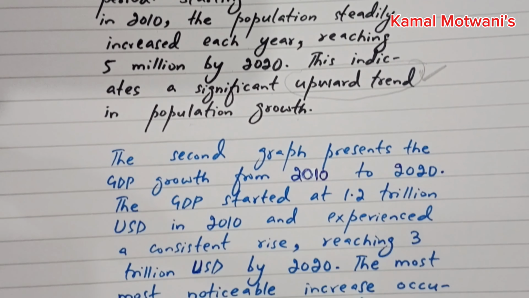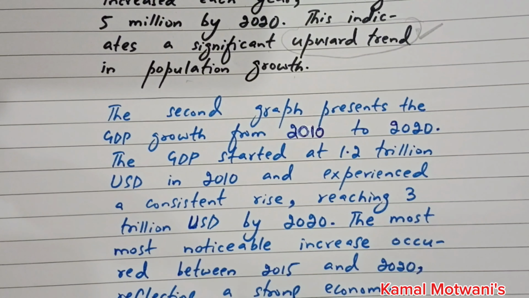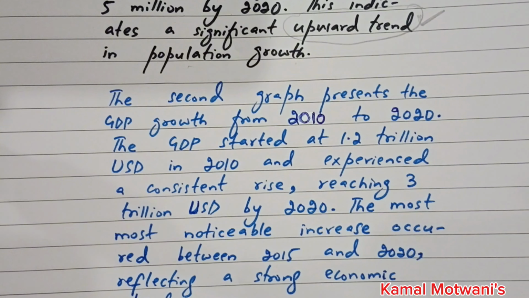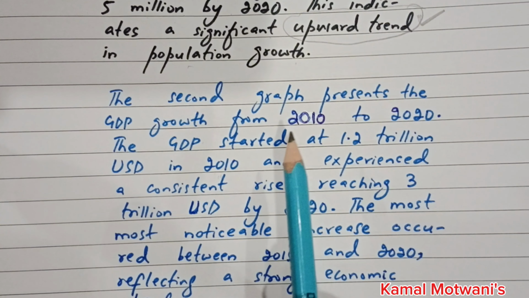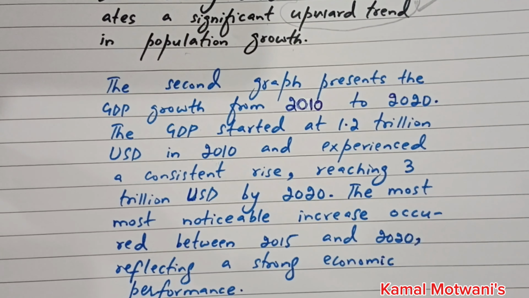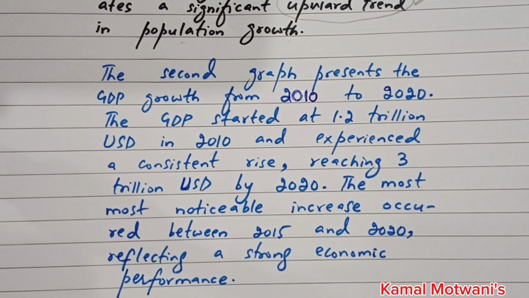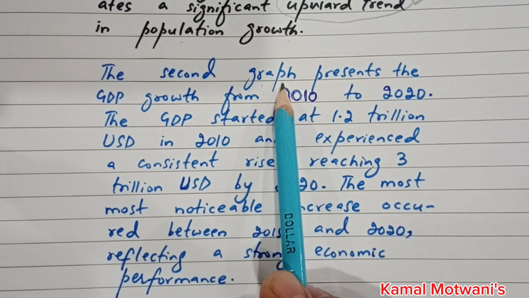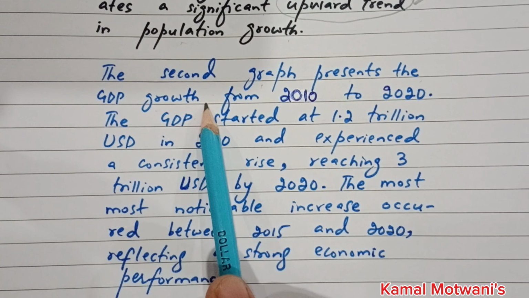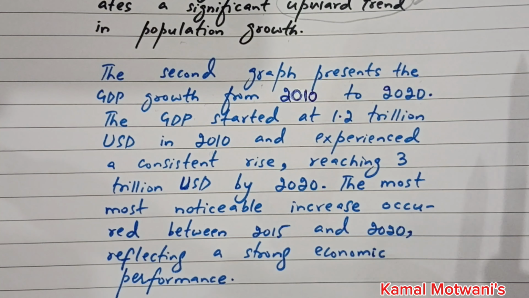Here is the second paragraph. Sorry, here is the fourth paragraph pertaining to the second explanation of the second graph. Okay, let's read it. The second graph presents the GDP growth from 2010 to 2020, because we have to write here the second graph. What does it show?